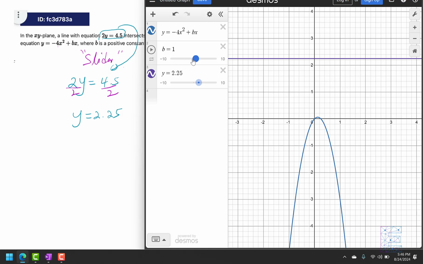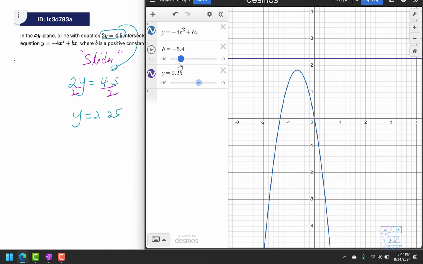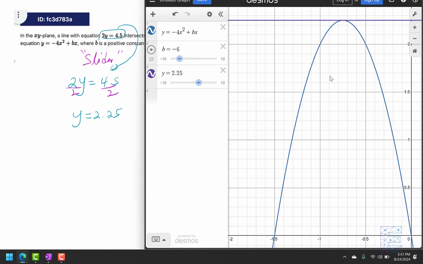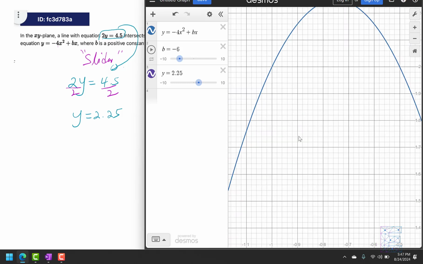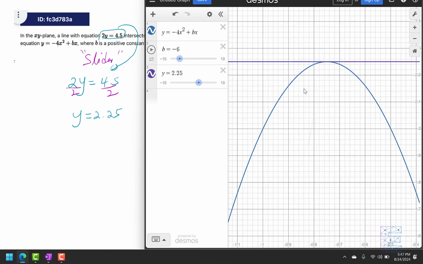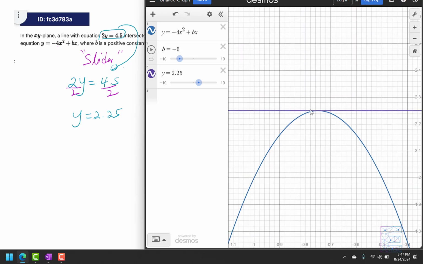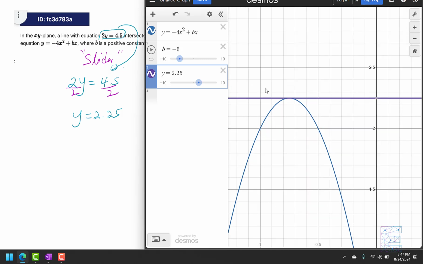Notice what happens to the quadratic function graph. It's moving as I move the slider to the left. So the question was saying, at what b value do we have one solution? So I'm zooming in so you can actually see. At exactly b equals negative 6, we have one solution, like right there. But remember, the question was saying where b is a positive constant. We don't want the negative. So we'll play around with this some more.